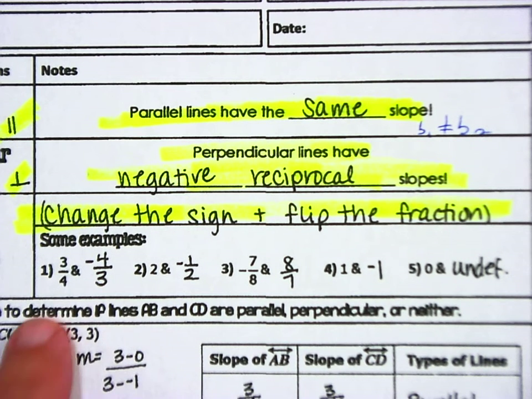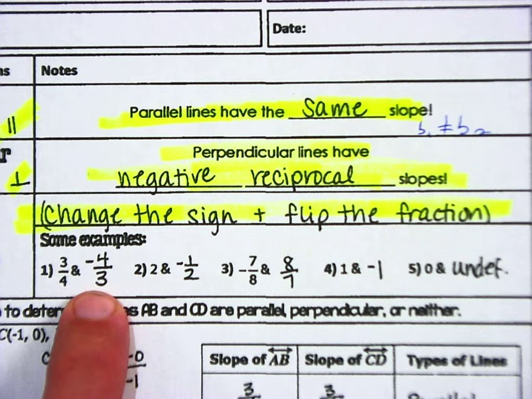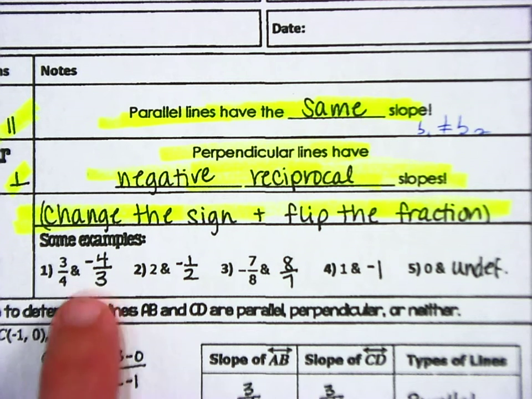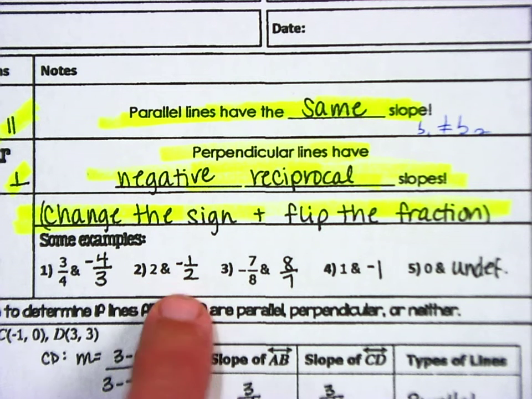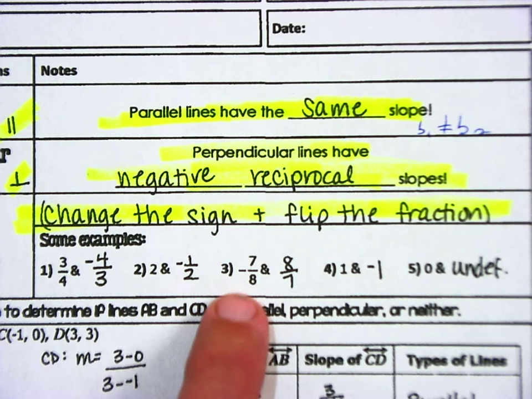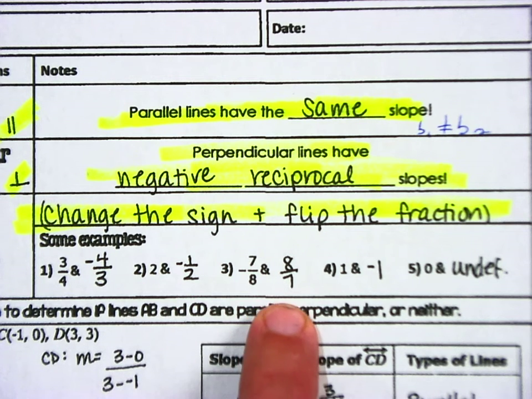If you look here, if one of them was 3/4 and you flip it and change the sign, you'll have negative 4/3. Those lines, if those were their slopes, would be perpendicular. If you have 2, which is 2/1, and you flip it and change the sign, now you have negative 1/2. Those will be perpendicular lines. Negative 7/8, you'll make it positive 8/7.